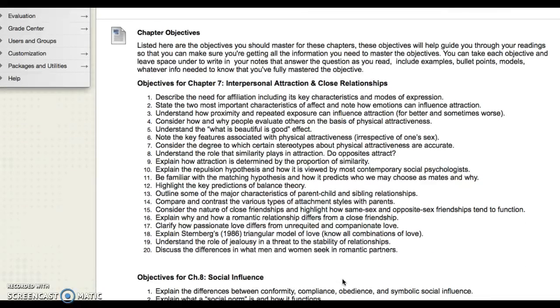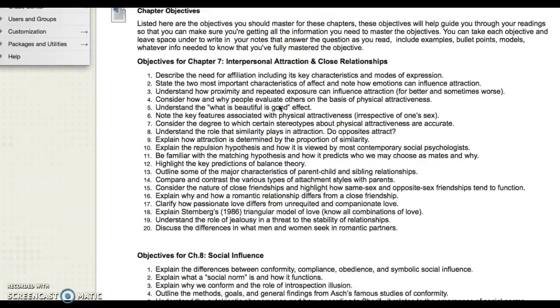Chapter 7 is packed with information all regarding relationships, whether those be romantic relationships or close friendships, as well as just what attracts us to one another in terms of any of those kinds of relationships. So the chapter is going to cover a lot of theory and explanation about affection and attraction. It's going to start off by getting into our need for affiliation, that we are social creatures, and we use affiliation as a mode of expression.